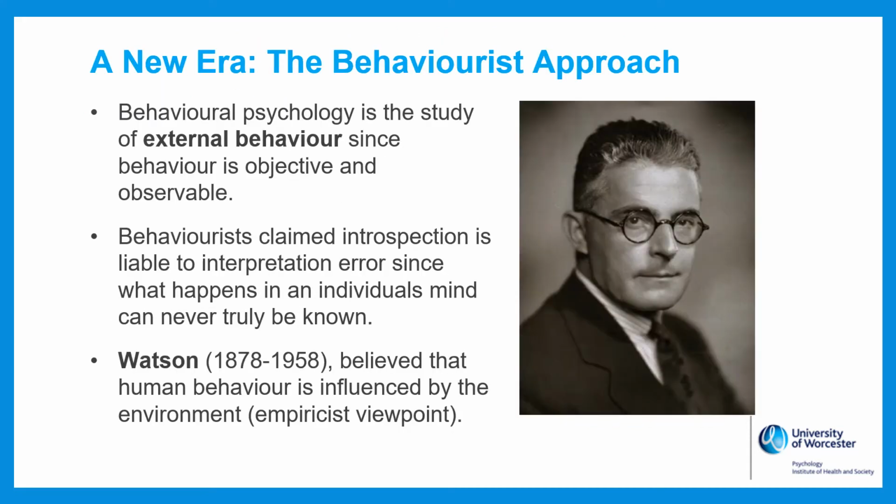The behaviourist approach developed later on, and behavioural psychology is the study of external behaviour, and it's argued that behaviour is objective and observable. So as opposed to internal behaviours that are going on inside your head, which you can't necessarily observe, behavioural psychology is saying that you can look at objective and observable events, so what a person is doing can be observed. Behaviourists claimed introspection is liable to interpretation error, since what happens in an individual's mind can never truly be known.